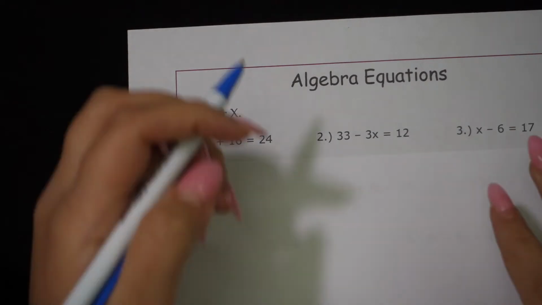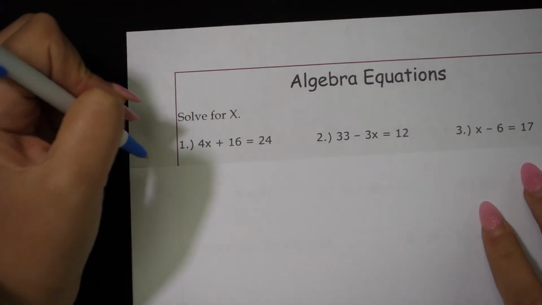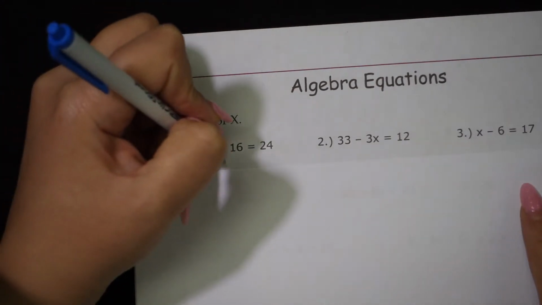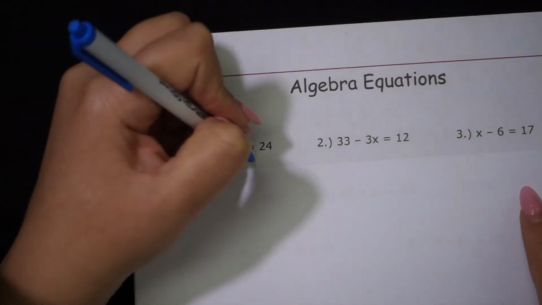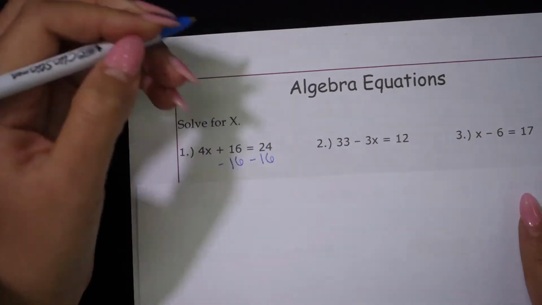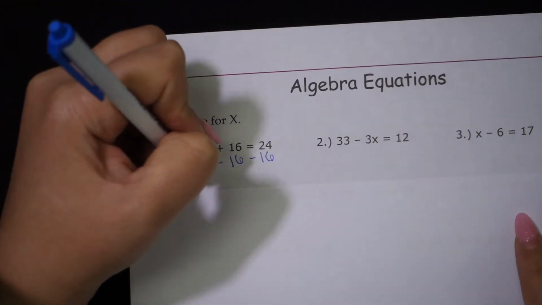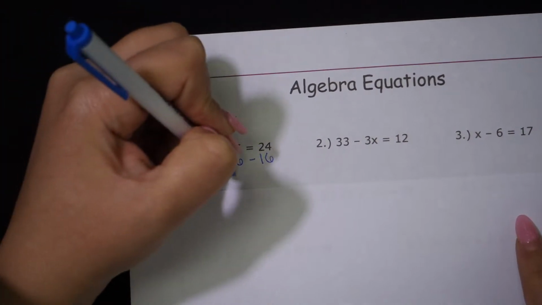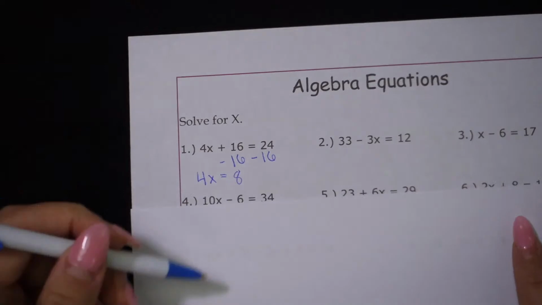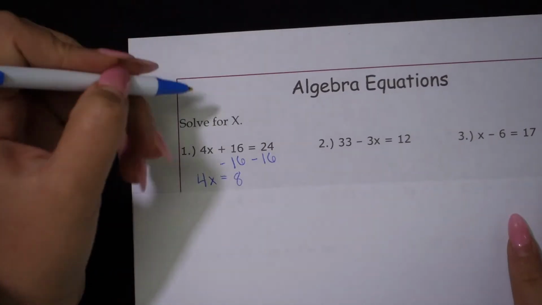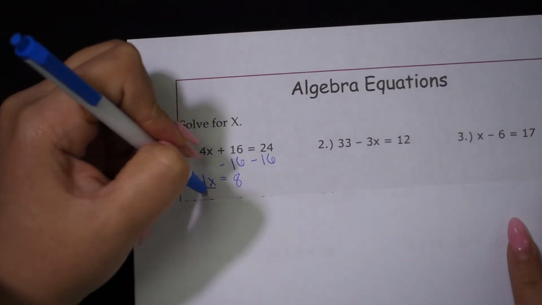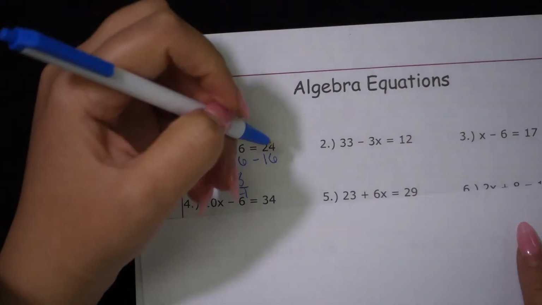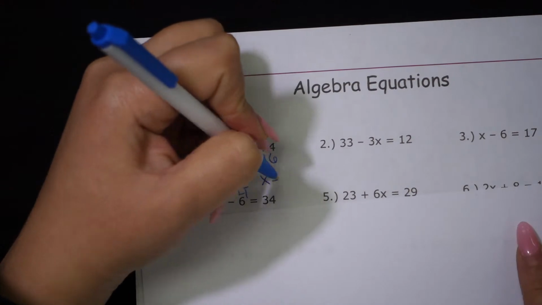So we start off by isolating any number that is located with the x variable. So we'll start off with subtracting the 16 and doing that from both sides. So we get 4x is equal to 8. And then now we have to get x alone still, so we just divide both sides by 4. And then our answer is x is equal to 2.